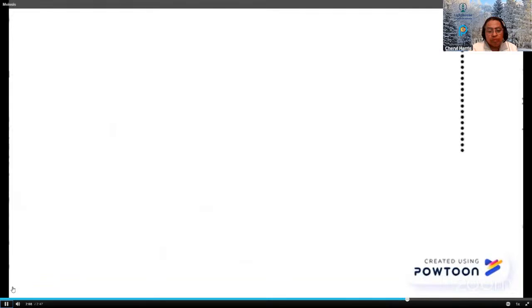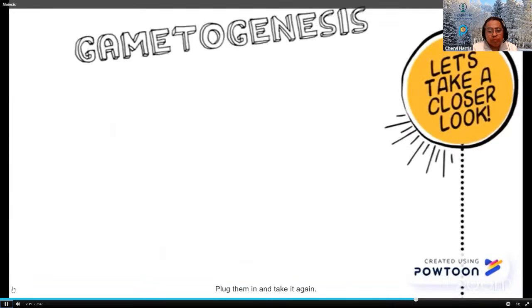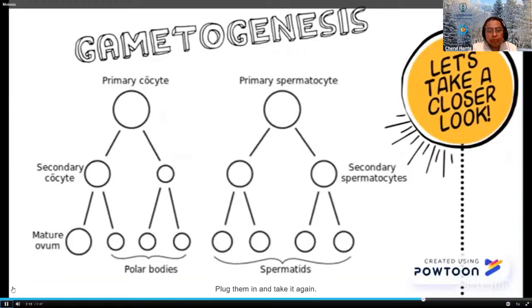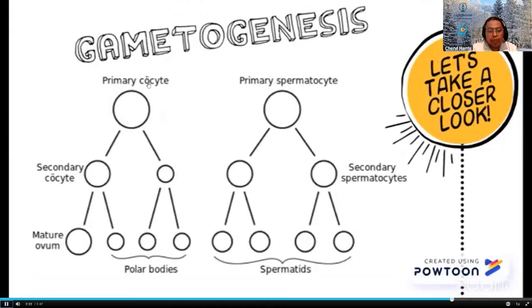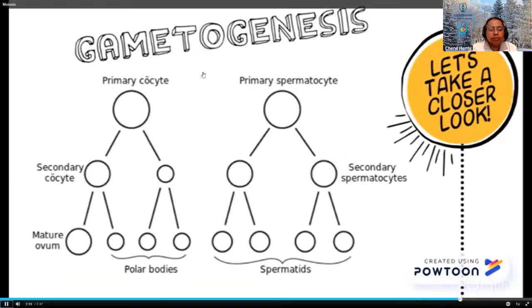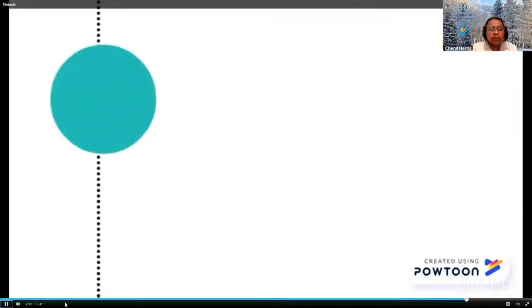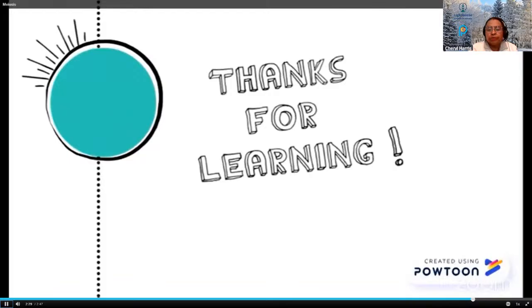Take a minute to take a closer look at this picture of gametogenesis. That should be an oocyte. All right, so that's a quick run through.